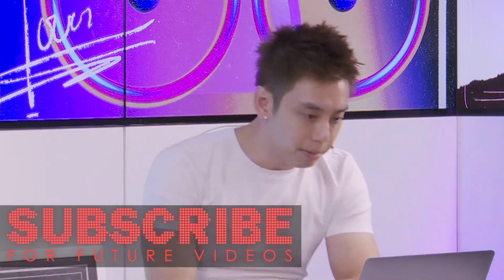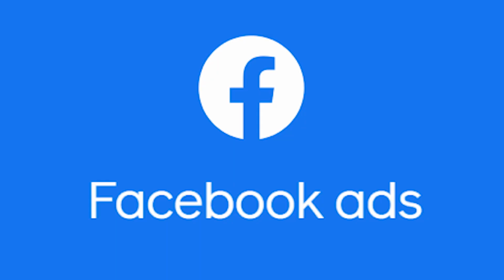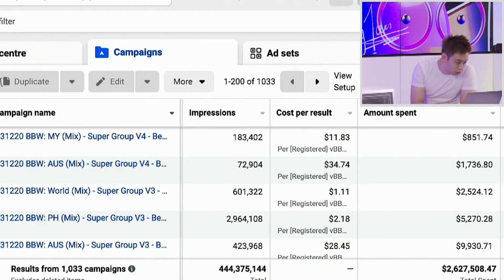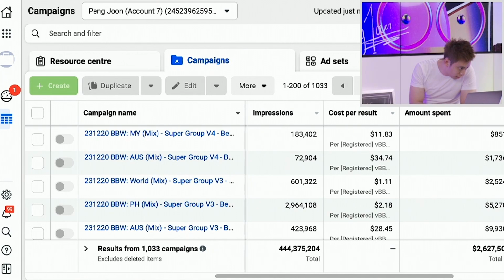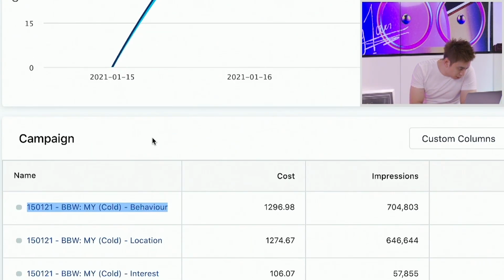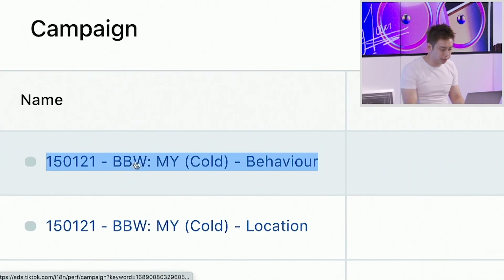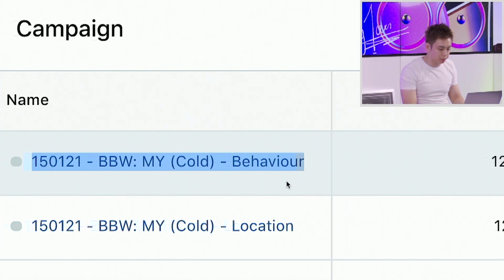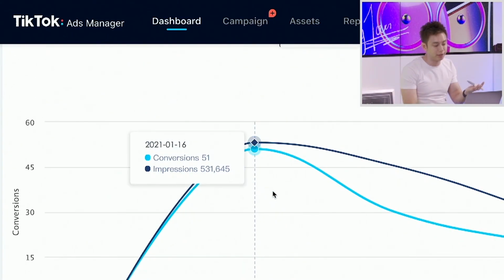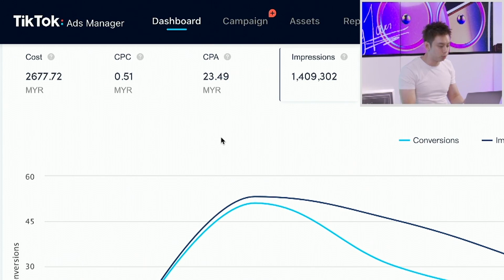Okay, so heading back over to Facebook, let's take a look and see what happened. Okay, so I'm going to go into my ad account right now. Over here, you will see in order to have an apple-to-apple comparison, I'm going to take the same audience, right? So this would be for this specific funnel, and this is for Malaysia, and I'm going to take a cold audience. Well, I don't have any warm audiences in TikTok because I don't have a following on TikTok.